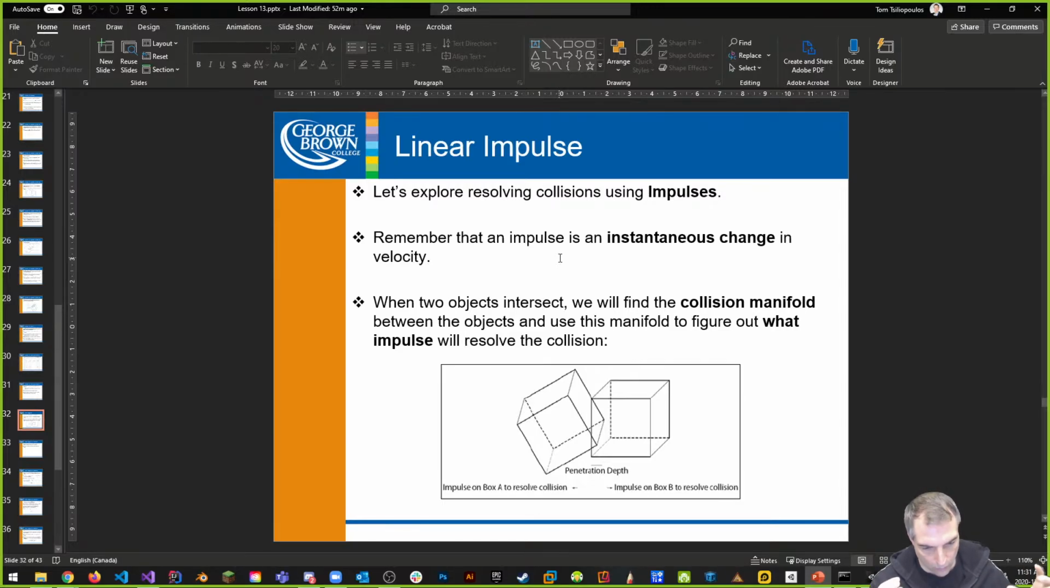And try and figure out what impulse will resolve the collision. So we're going to figure out this impulse. And again, the impulse is a velocity. All right. So again, we might have an impulse on box A to resolve the collision. That's different from an impulse on box B. Why? Because box A and B might be of different masses, right? Might be of different masses.